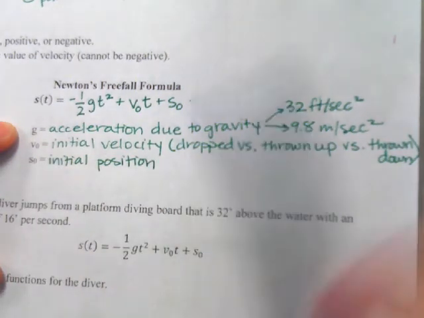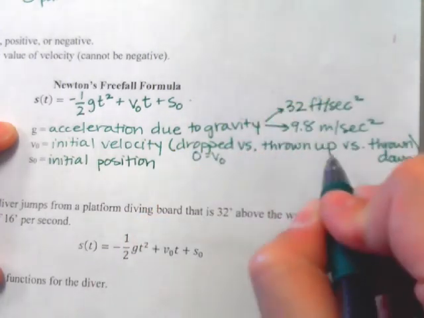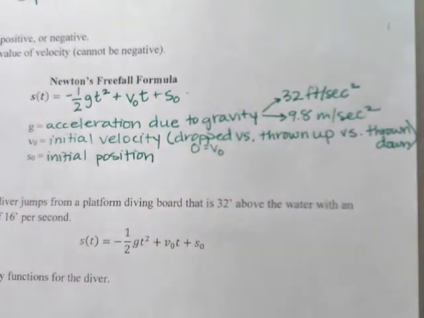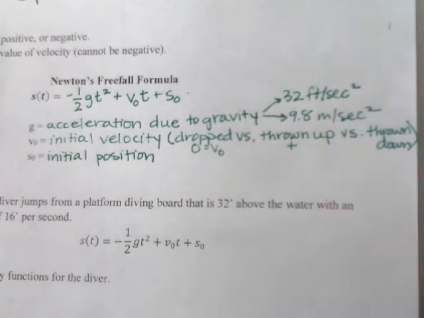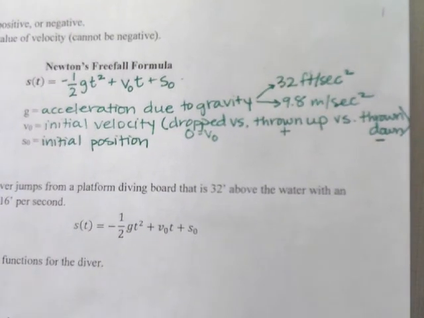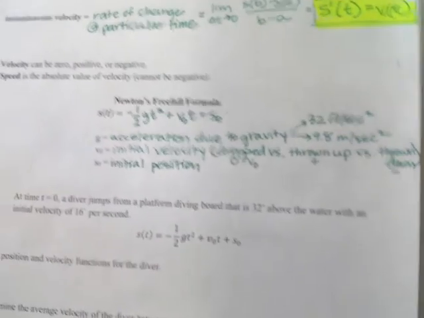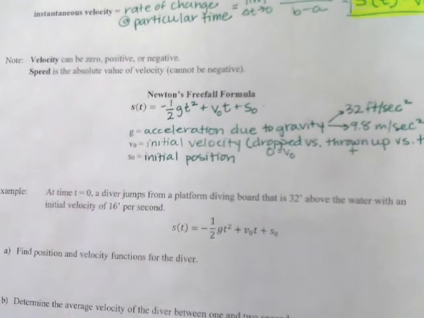V sub 0 is your initial velocity. So we're going to be looking at, was the object dropped, a 0 initial velocity? Was it thrown up? You'll be given some sort of initial velocity, so it would be positive, or thrown down, a negative initial velocity. And then S sub 0 represents the initial position. Let's get into an example then.